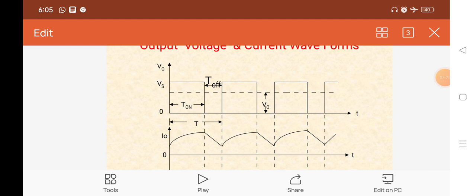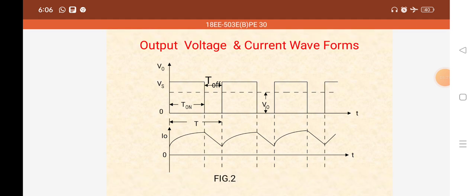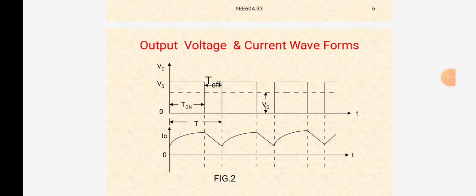Finally, the output voltage V naught is equal to F into T on into Vs. Here F is equal to 1 by T, the chopping frequency. Hence, from the above equation for V naught, the load voltage can be changed by varying the duty cycle alpha or by varying the chopping frequency F.